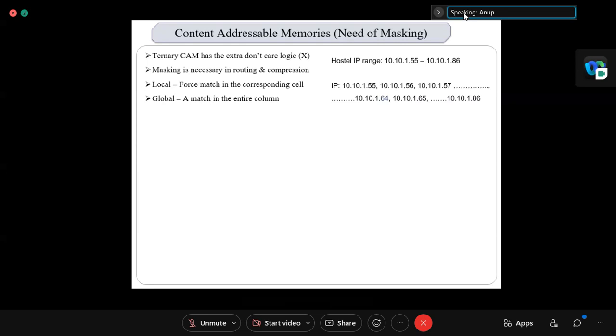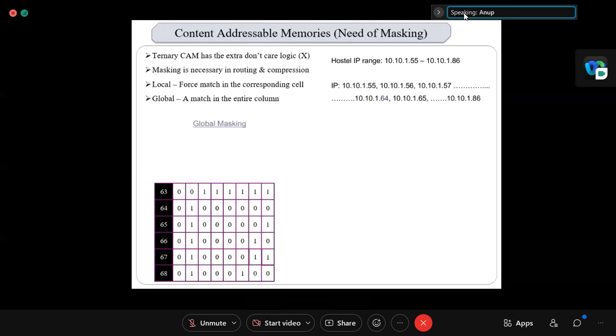With this concept, I hope now you would be able to see. Now first you see global masking. What is global masking? Data are there in the CAM itself.